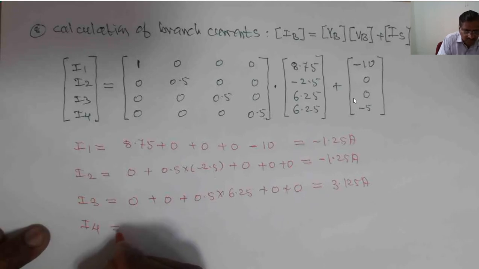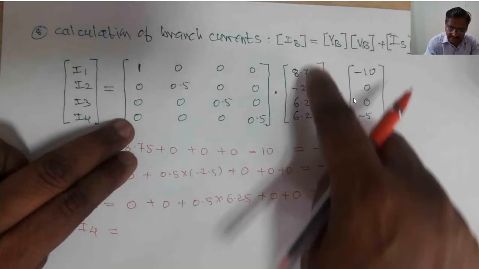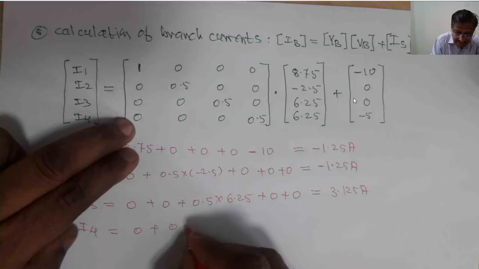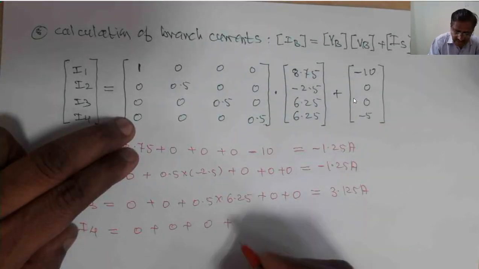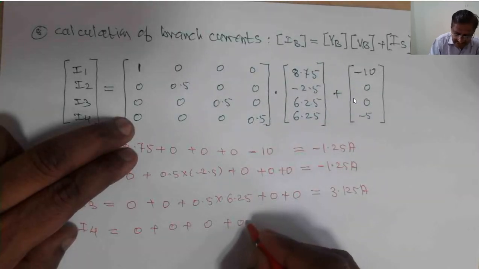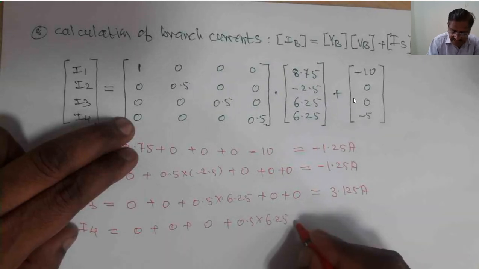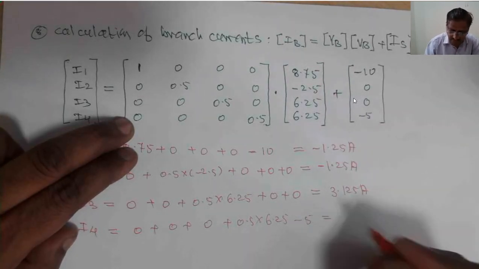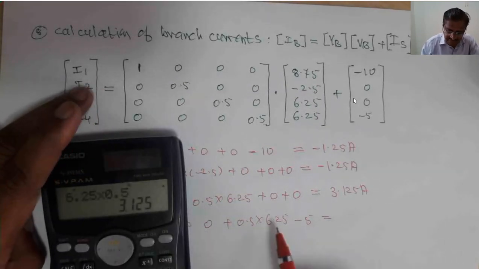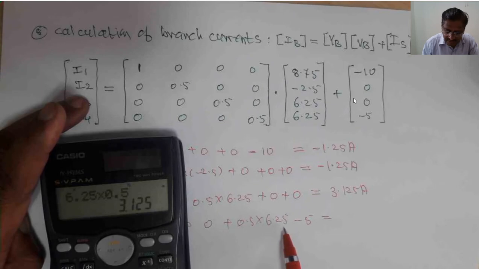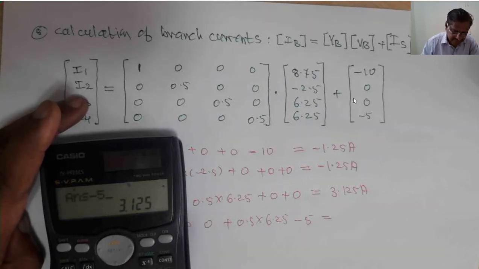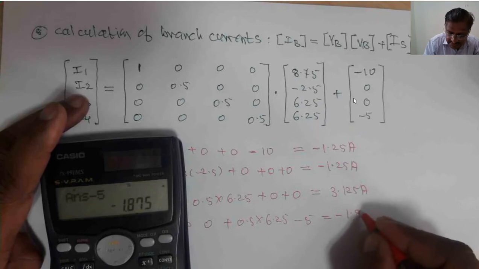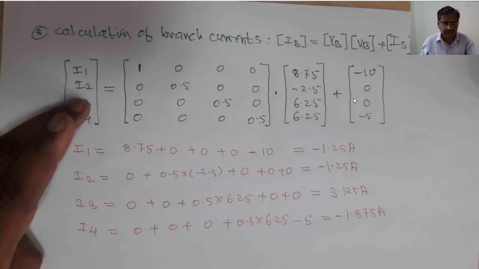Finally, let us calculate I4, which is the last row into this column: 0 into 8.75 will be 0, 0 into minus 2.5 will be 0, then 0 into 6.25 will be 0, plus 0.5 into 6.25, plus the value minus 5. I will work this out. 6.25 into 0.5 is 3.125, which we already have. Subtracting 5 gives minus 1.875, so minus 1.875 amperes is the current flowing through that particular branch.